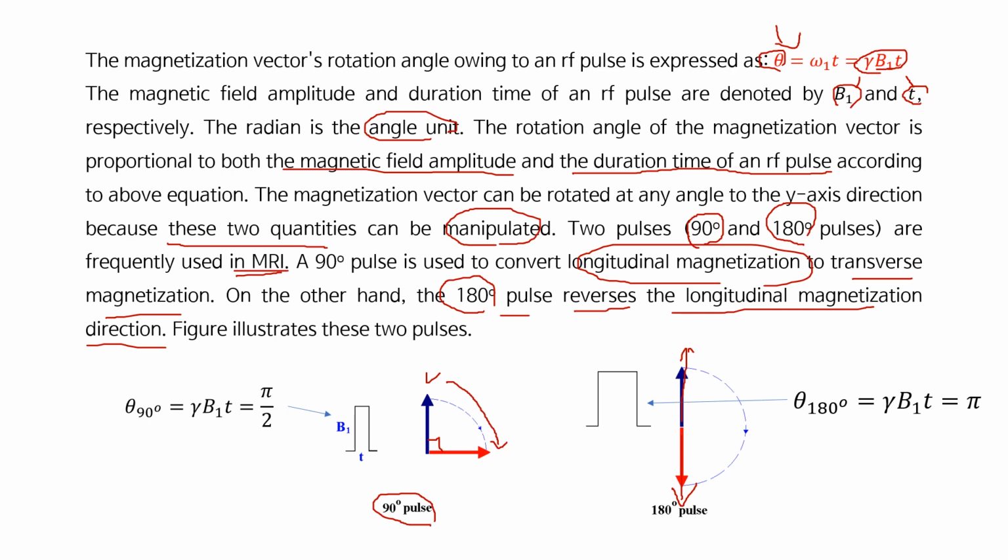Okay, so we can choose B1 and t. Gamma is the gyromagnetic ratio of the hydrogen proton. So we can choose B1 and t to have this value, pi over 2. Then we can construct the 90-degree pulse. The same thing here: you can use a little less B1 and a longer t, and this angle can be made to be angle pi.